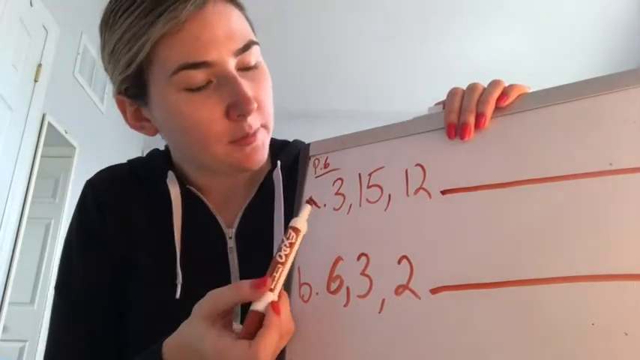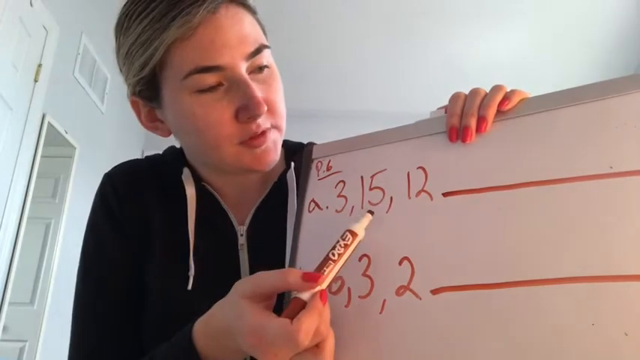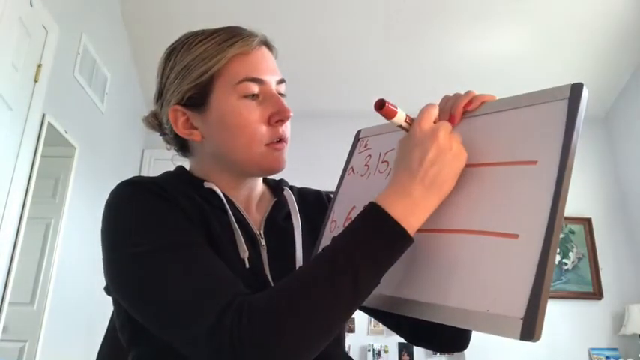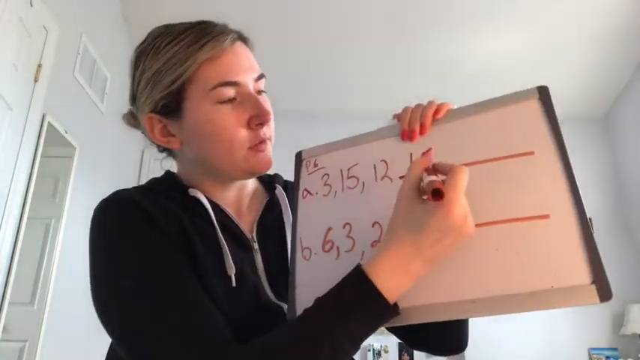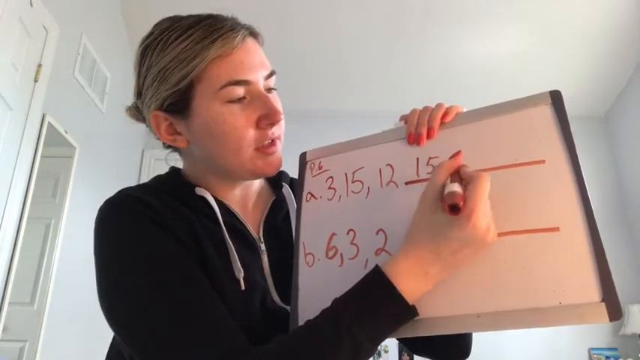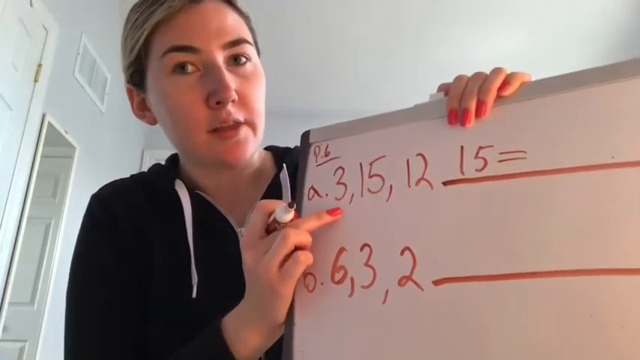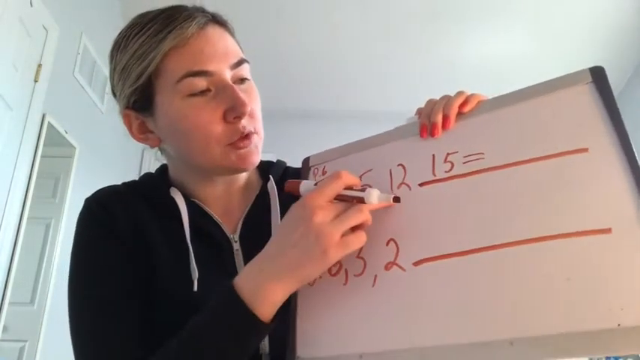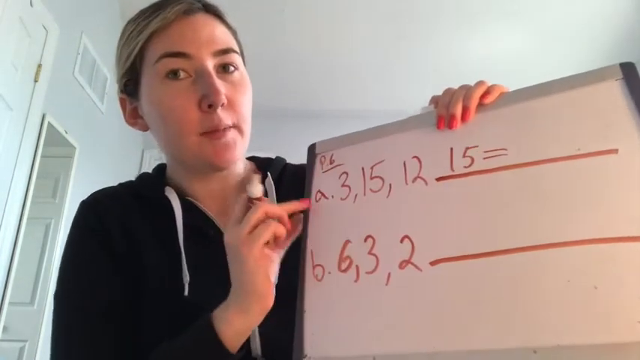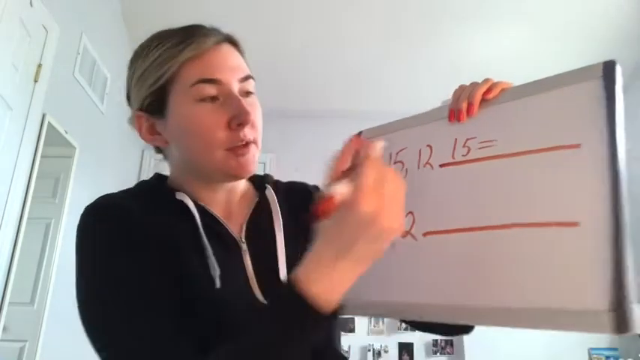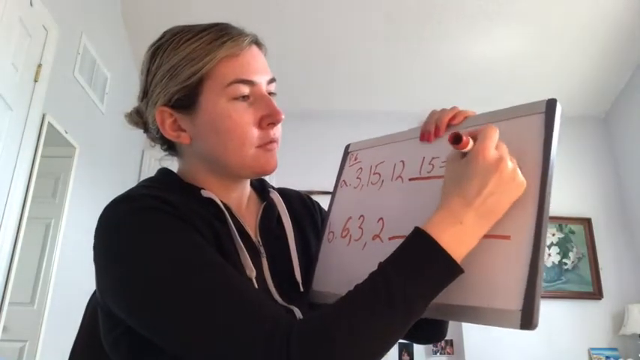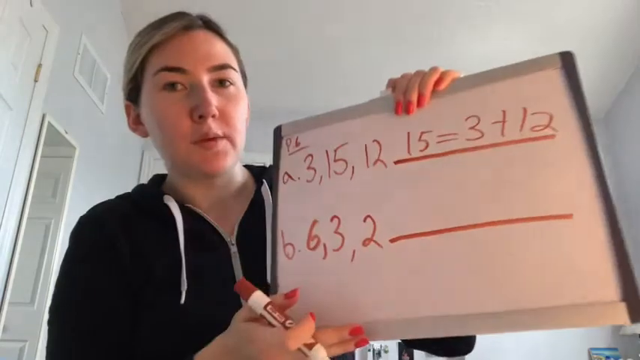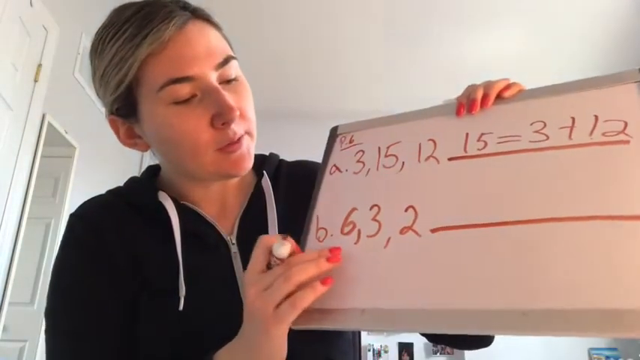So I'm going to find the biggest number in our first group, 15. Write that here. So we always include our answer first. So 15 equals, and I'll look at the other numbers we have left. We have 3 and 12. Now I know 3 times 12 does not equal 15, but 3 plus 12 will. So there's our first equation: 3 plus 12.